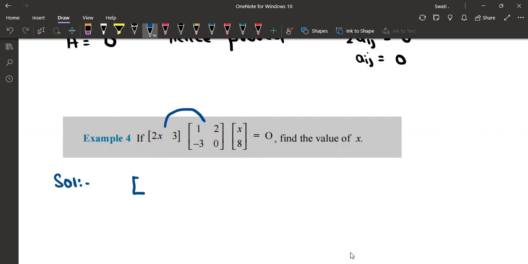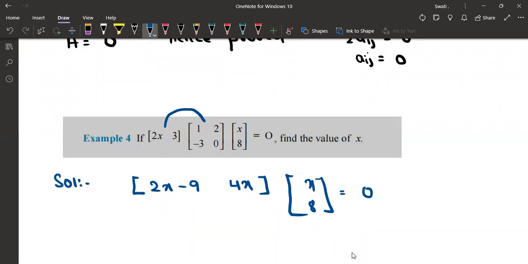So 2x will get multiplied with 1. So 2x times 1 is 2x, and then first row with the first column, 3 times minus 3 is minus 9. This is the first entry. The second entry will become 2x times 2, that is, of course, 4x, and 3 times 0 is 0 only. So yeah, that is it. And then the next matrix is x, 8, and of course, we have this equal to 0.